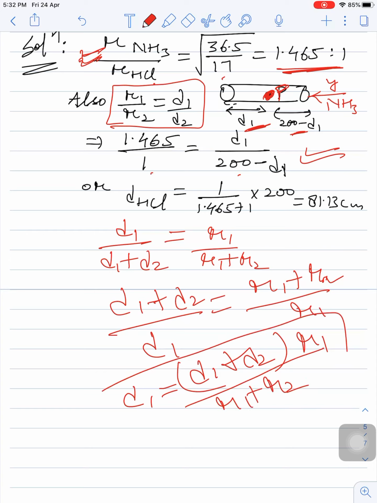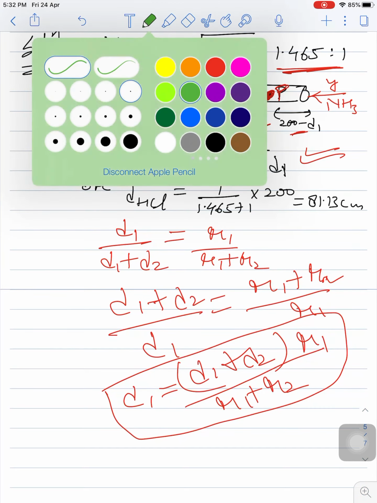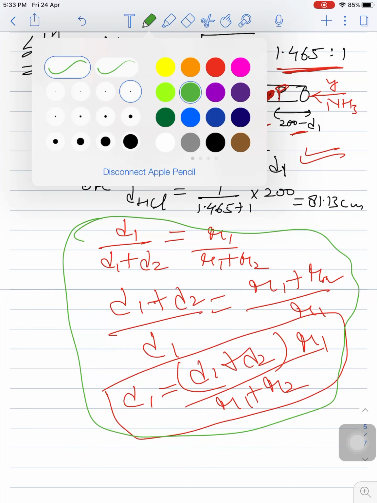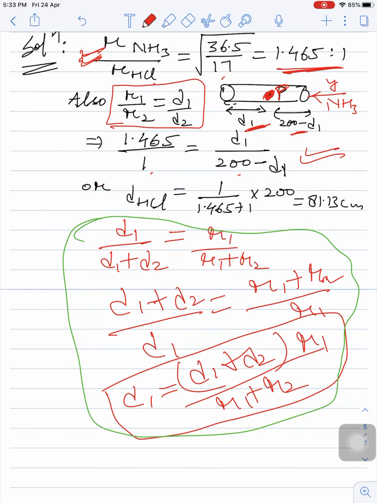Either you do it like this, it's your choice, or you simply solve R1 by R2 equals D1 by D2. Well, in my opinion, I won't do it like that, because then I have to do more calculation and that is time consuming. So I will simply do it like this only. So with this, I hope you understood.